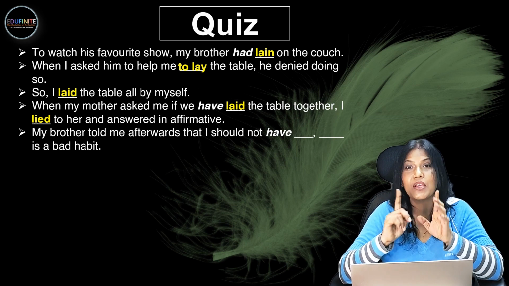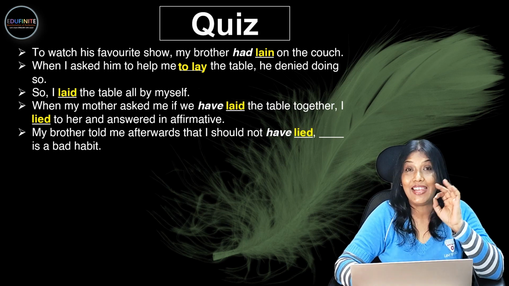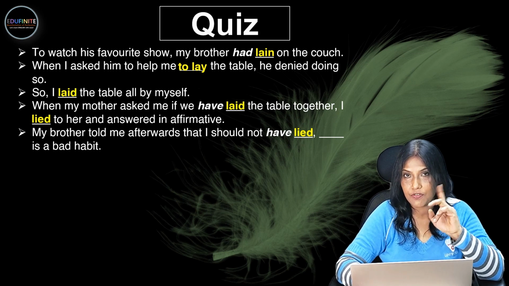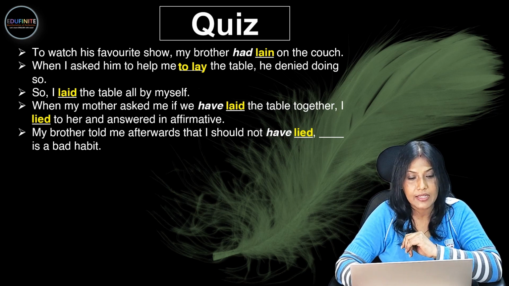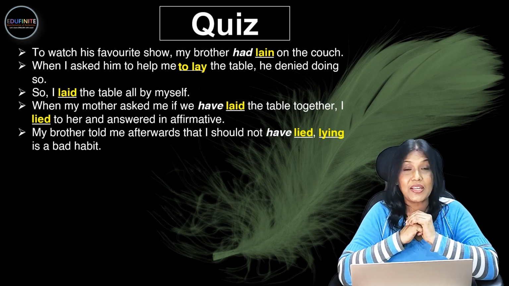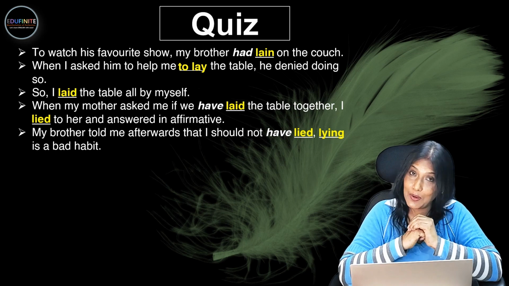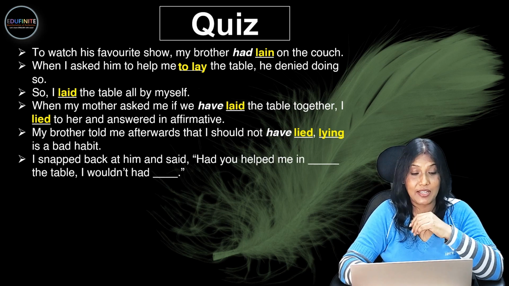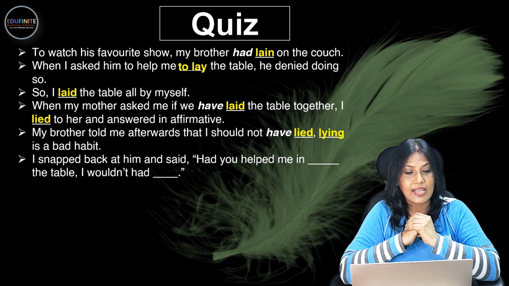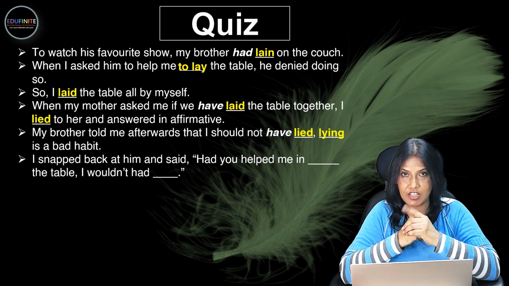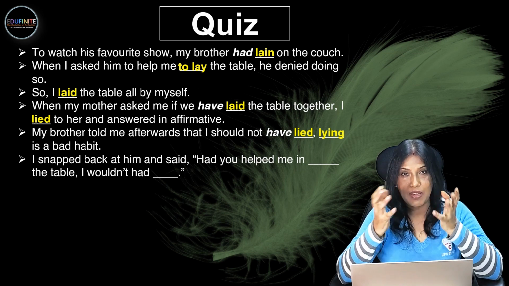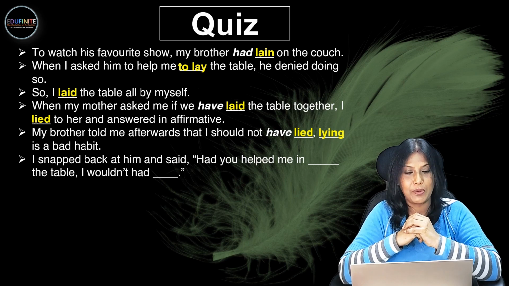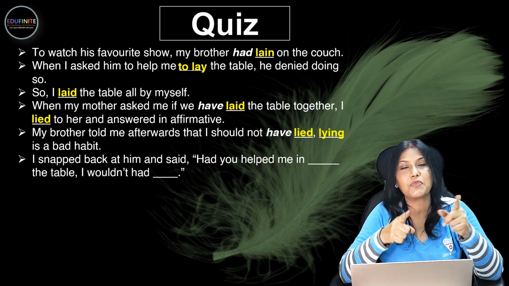I told something false. So I should not have lied. I should not have told the lie. I should not have lied. Why? Because lying is a bad habit. Now he's trying to advise me. He did not help me, and now he's trying to advise me. Okay, now let me see what I responded. I snapped back at him, I was very irritated. You did not help me, and now you're trying to give me some advice of being truthful. If I had said the truth, then you would be in trouble.